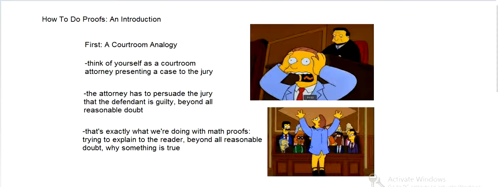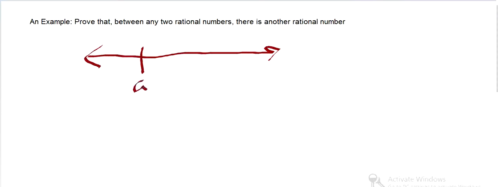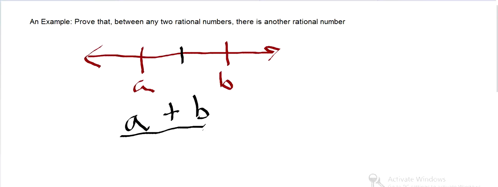But yeah, so let's look at an example. So for an example, let's try to prove that between any two rational numbers, if we're taking any two, so say we've got two rational numbers, A and B, we want to prove that we can find, just in general, another rational number between these two. And to do that, it's actually kind of quick. We can take (A + B) / 2.